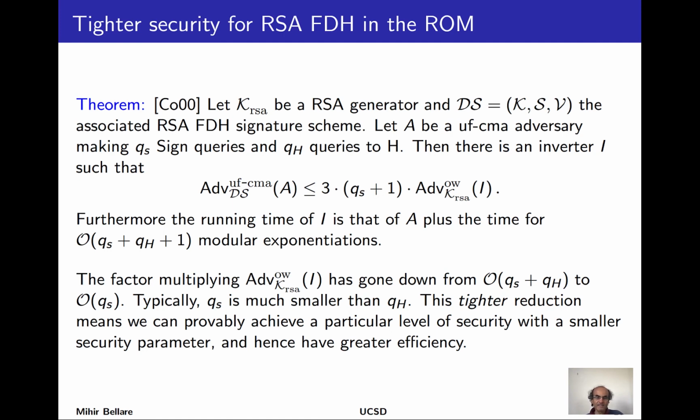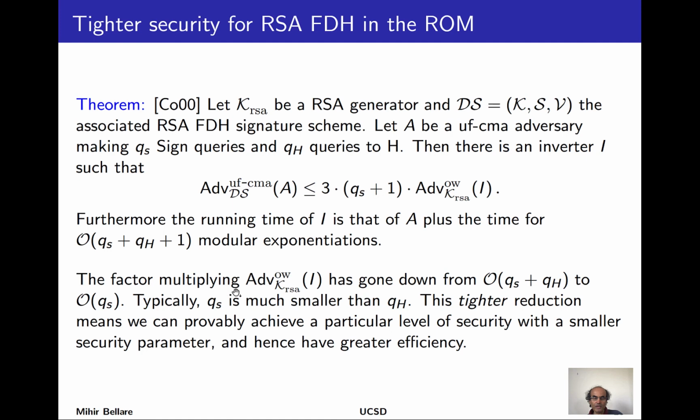Now, remember what this theorem did is that it upper bounded the UF-CMA advantage of an adversary by some multiple of the advantage of an inverter trying to violate one-wayness of RSA. So after the result we saw earlier, another one emerged which looked at that factor in the prior result and reduced it. Remember, the prior factor had a term in it corresponding to the number of hash queries. This new result says everything is the same as before, except this factor only depends on the number of signed queries. This is better. Why is that?